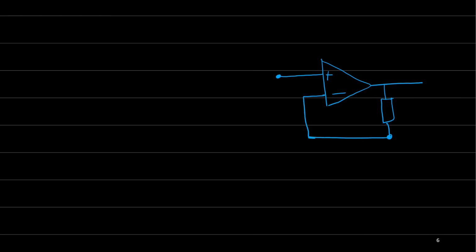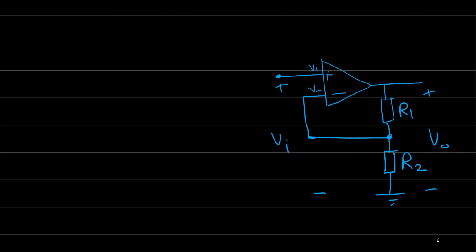Let's come back to the non-inverting amplifier. We have an amplifier like this, plus and minus, and the input is given here. We have the output, and here we have two resistors. One is connected to the inverting input, and the other one is connected from the inverting input to the ground. The output here is V out, and the input here is V in. And this is V plus, V minus, this is R1 and this is R2.